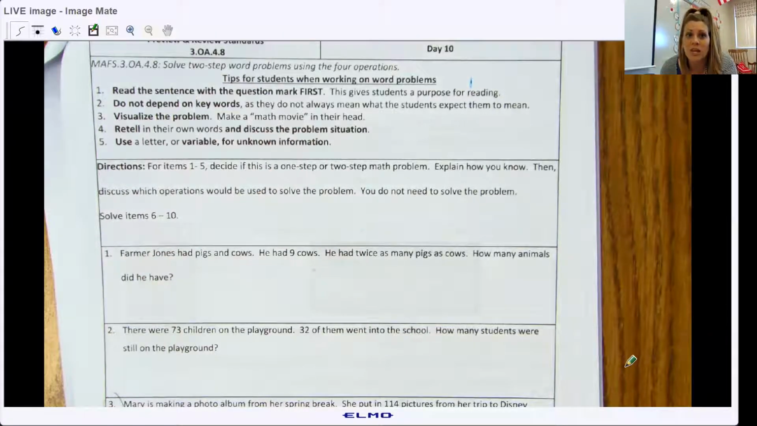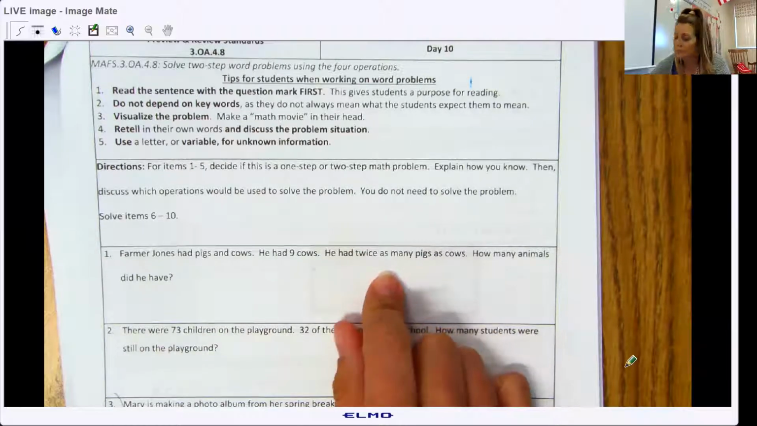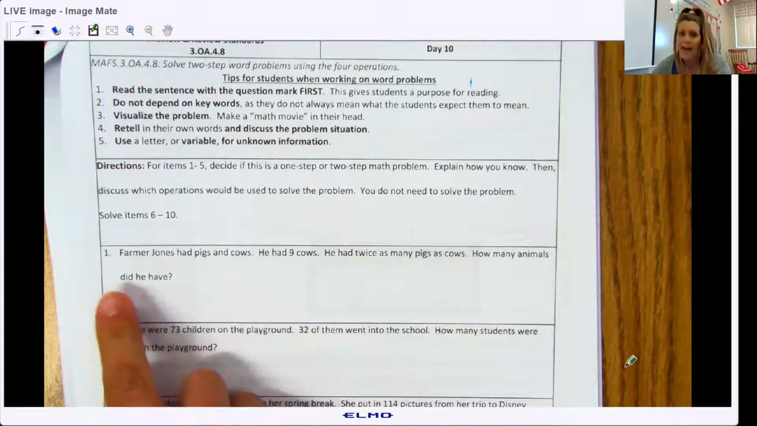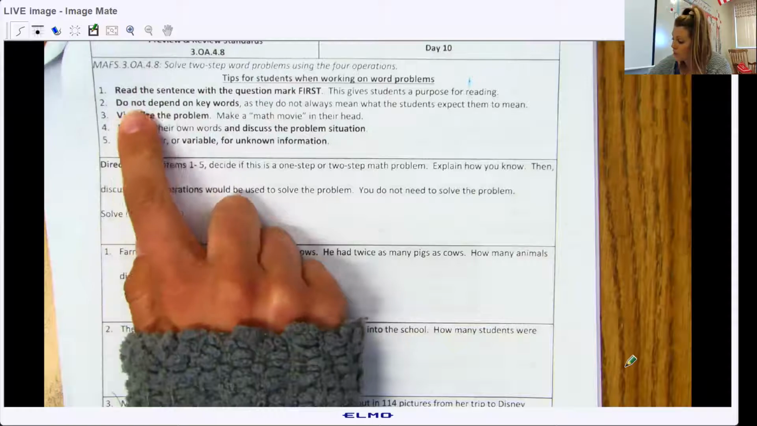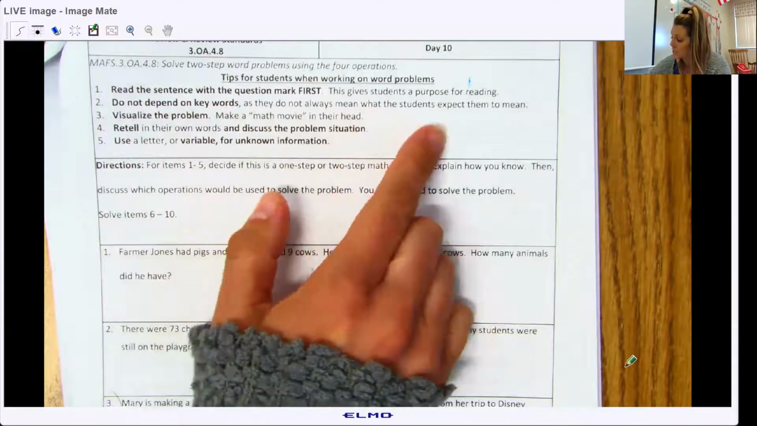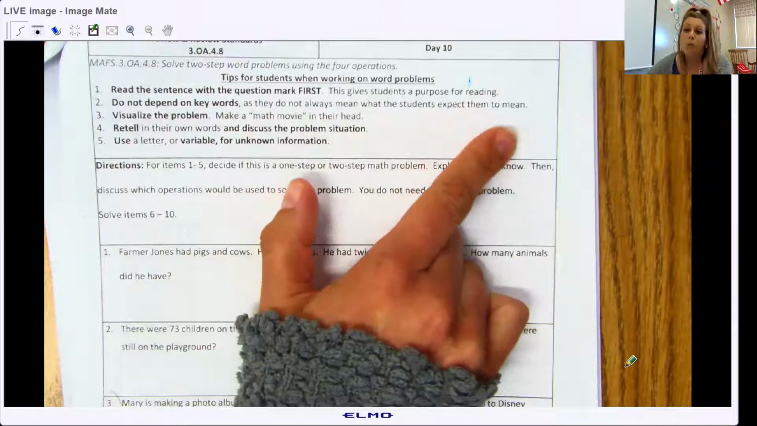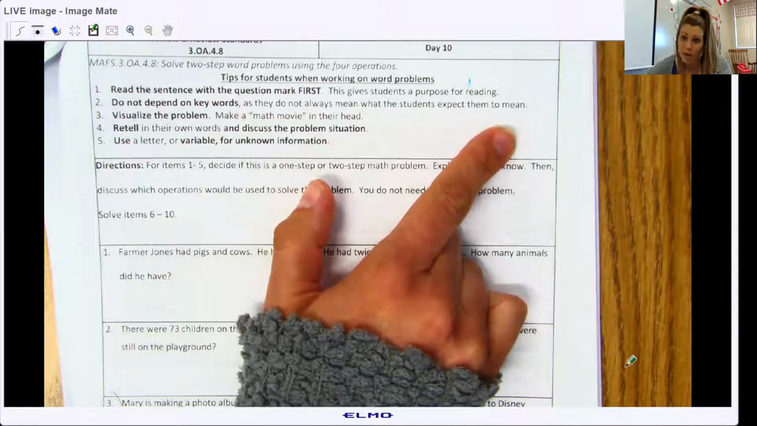Read the sentence with the question mark first. This gives students a purpose for reading. So if we look, they really want you to read this part first. Sorry, down here. How many animals did he have? Okay, then it says don't always depend on keywords as they do not always mean what you expect them to mean. We've been working on that. I think we're pretty good at using those keywords plus other clues to help us, okay?